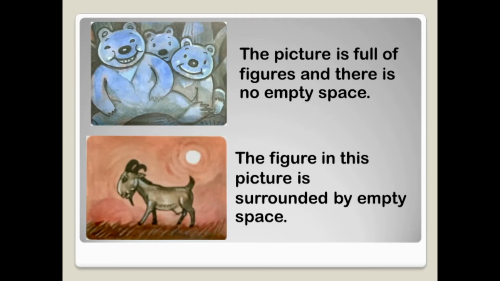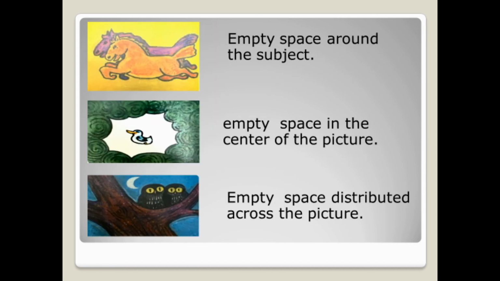The following pictures show examples of using empty space in a picture. First, the picture is full of figures and there is no empty space. In the second picture, the figure is surrounded by empty space. The third picture shows empty space around the subject. Next, empty space in the center of the picture. And the last one, empty space distributed across the picture.